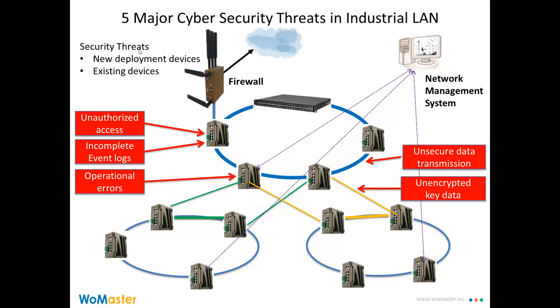This is security threats. It happens on the device side, from the firmware, from the chip itself, or from the kernel itself. And in networking here, it is probably because of insecure data transmission, encrypted key data or a preliminary error, incomplete event logs, and unauthorized access. So these could be the five major cybersecurity threats in the industrial LAN.